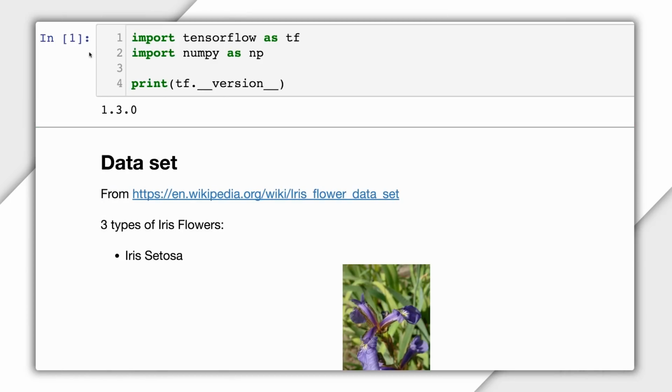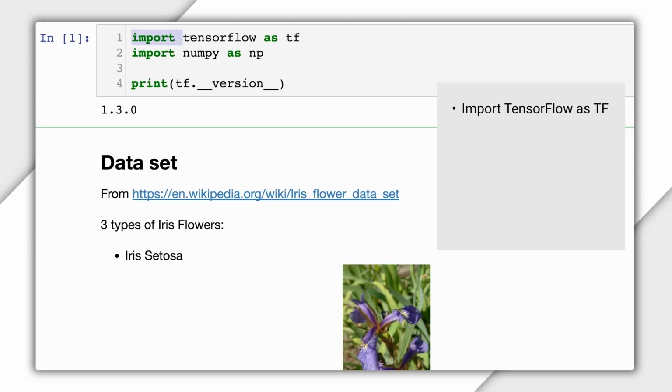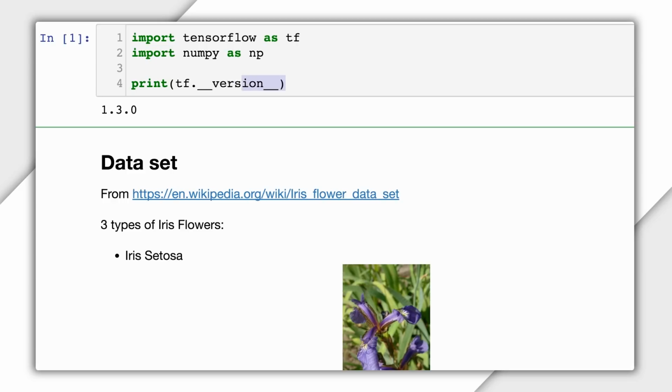Okay, so here we are in our Jupyter notebook. And the first thing that we'll do is import TensorFlow as TF and NumPy as NP. I like to print out the version number of TensorFlow to confirm which version I'm using.